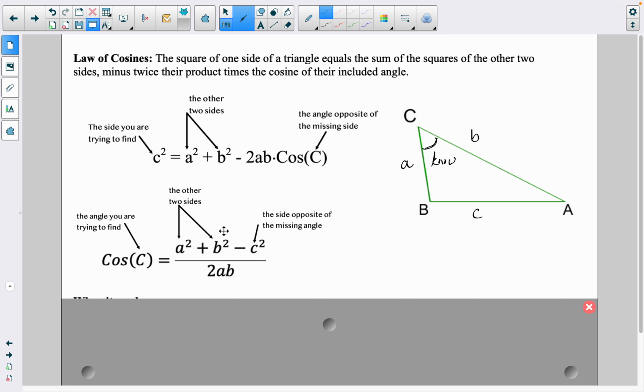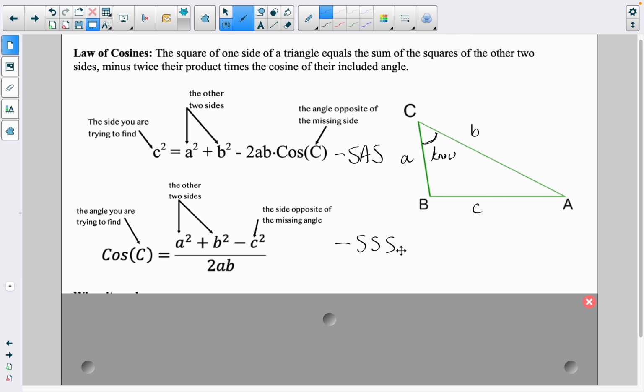Now, the second equation here is the law of cosines, but we solved for the cosine of C, and this will be used when you have all three sides. And this top one we use when we have side, angle, side. So that's when we use that one. So again, once we have the triangle, we recognize that we either have side, angle, side, or we have side, side, side. And from that, we're going to be able to use our law of cosines to solve.